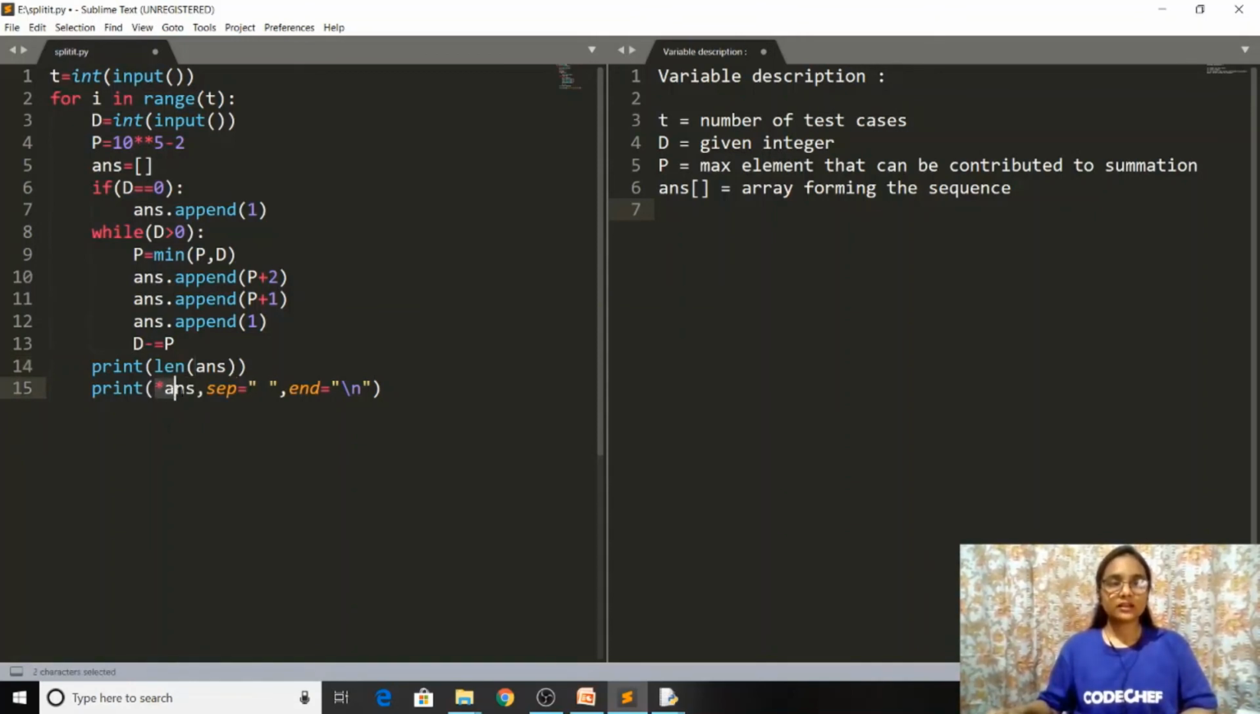So for that, I have written star answer here. What in Python this does is that it prints our list in the form of a space separated sequence, because the separator here is a single space. And end means that the next time that we print something will automatically go on the next line. So this you may or may not put into your code, but I have put it here. So that's it, guys. This is the code.